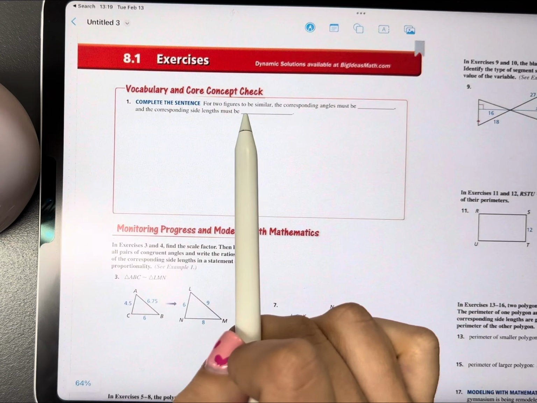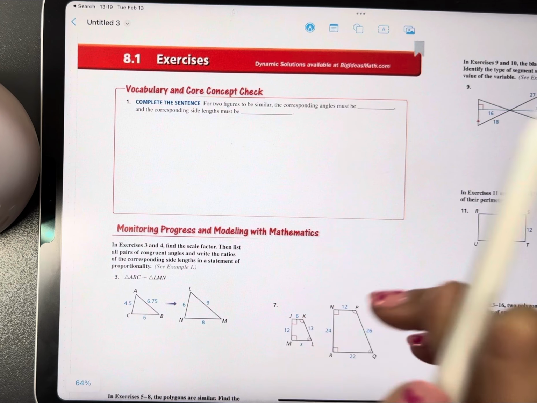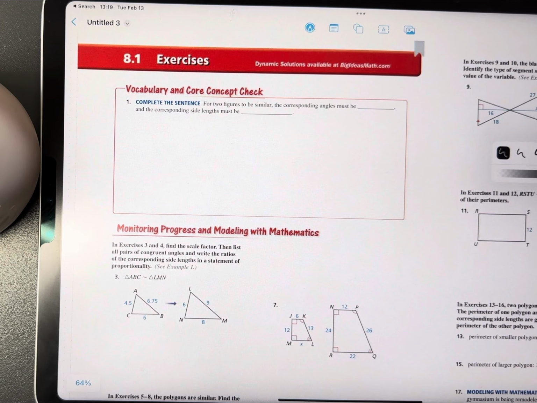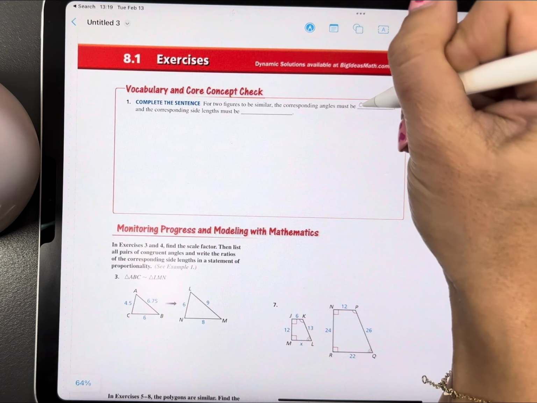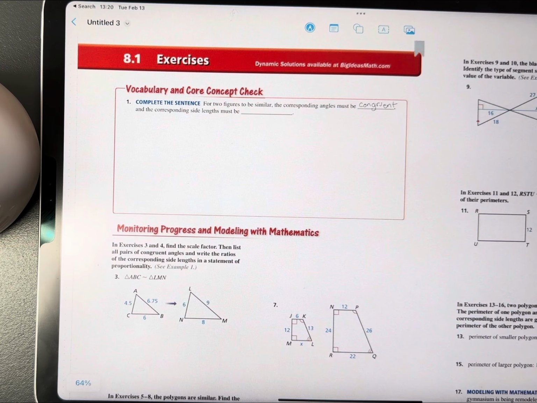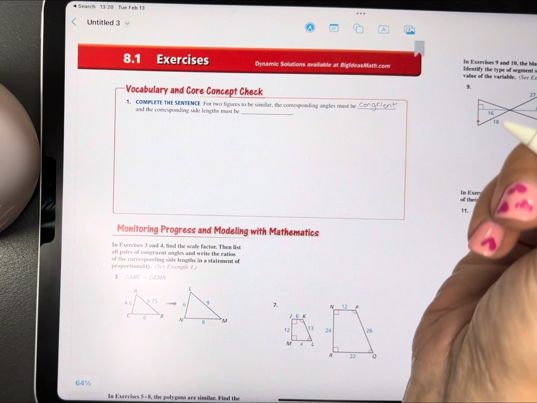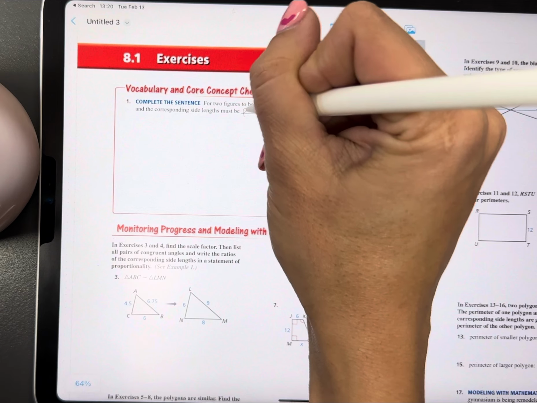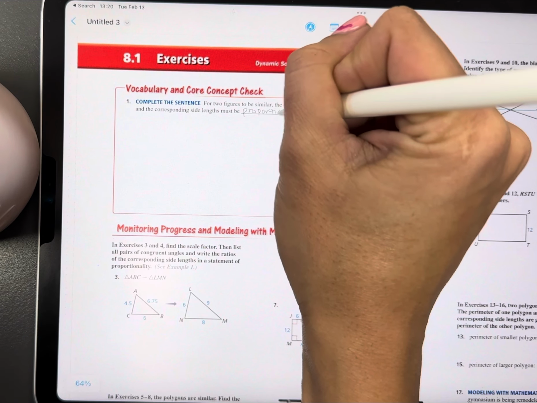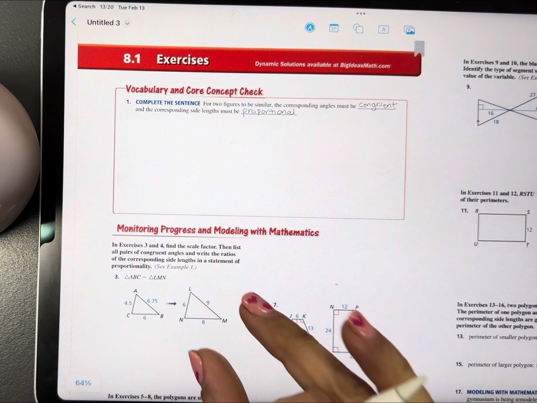Okay, so complete the sentence. For two figures to be similar, the corresponding angles must be exactly the same, identical, congruent. And the corresponding side lengths must be, well, they're not going to be the same. If they were the same, they'd be congruent. They wouldn't be similar. So for the side lengths, we just want them to be proportional. All right, that was easy. Let's keep going.